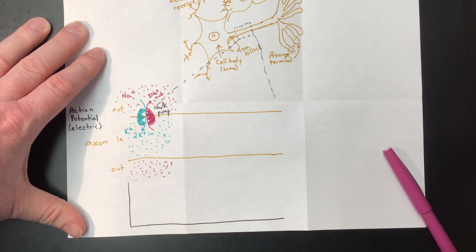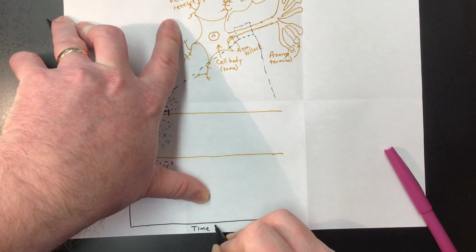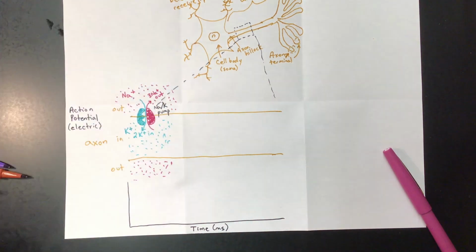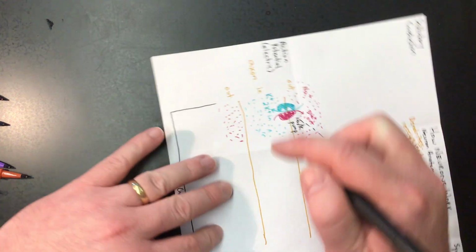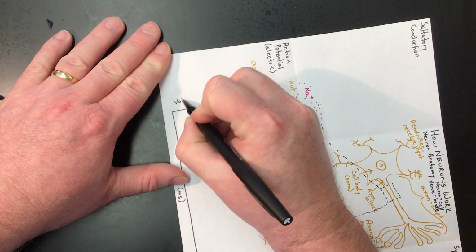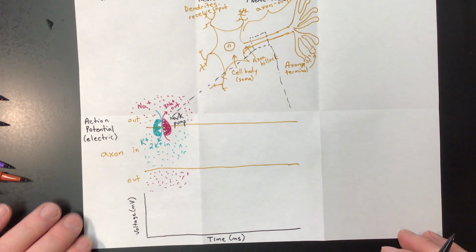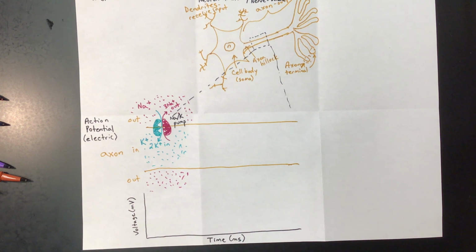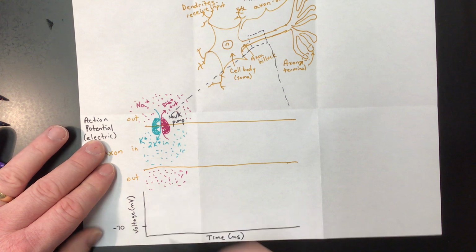So there's our graph axis. And on the x-axis, we're going to put time. And a signal of a neuron happens in just a few milliseconds. And on our y-axis, over here, we're going to put voltage. And we're talking about millivolts. So, yeah, we're talking about voltage and electricity here, but not like huge amounts. Now, a voltage that we want to keep track of is minus 70 millivolts.